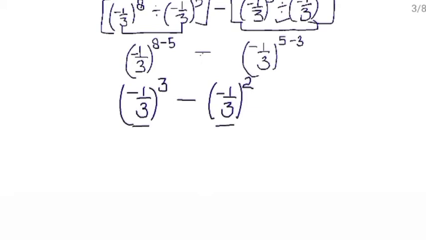Now the bases are same, but we cannot add or subtract the powers or the exponents. Why? Because in between, a minus sign is given here. In case of multiplication we add the exponents. In case of division we subtract the exponents. But in case of addition and subtraction, we need to simplify it separately. Clear? So minus 1 upon 3 raised to the power 3 means minus 1 upon 3 will be multiplied by itself 3 times. So multiply it here.